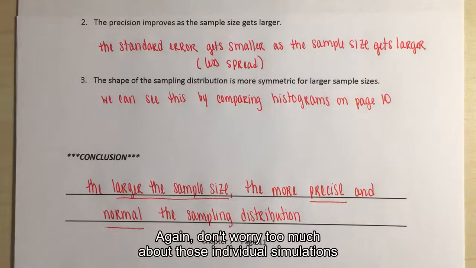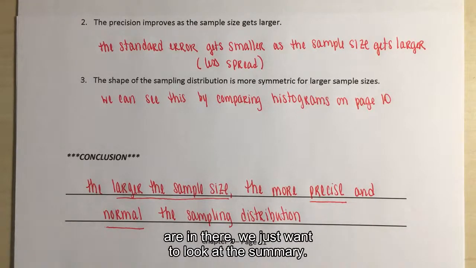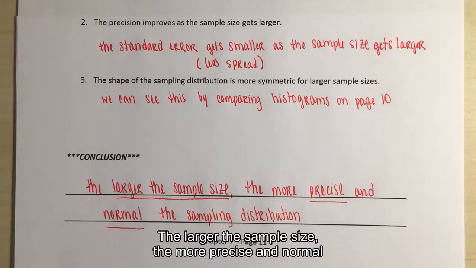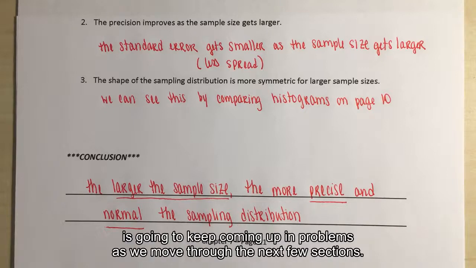Again, don't worry too much about those individual simulations and all the different numbers in there. We just want to look at the summary. The larger the sample size, the more precise and normal the sampling distribution, because this is something that is going to keep coming up in problems as we move through the next few sections.